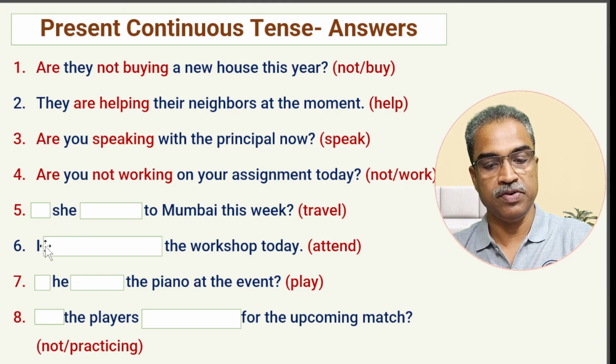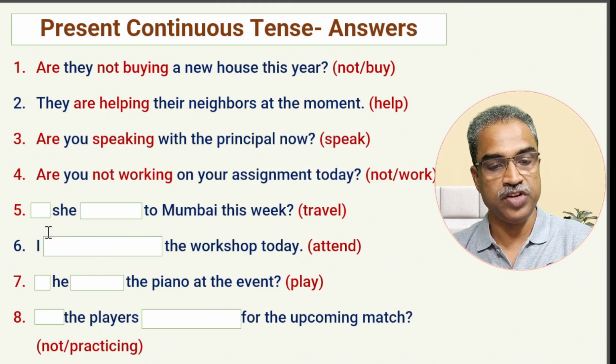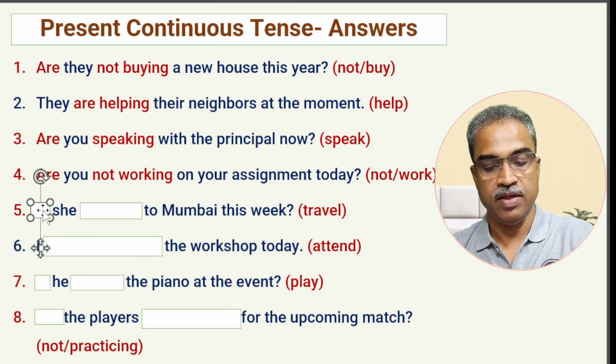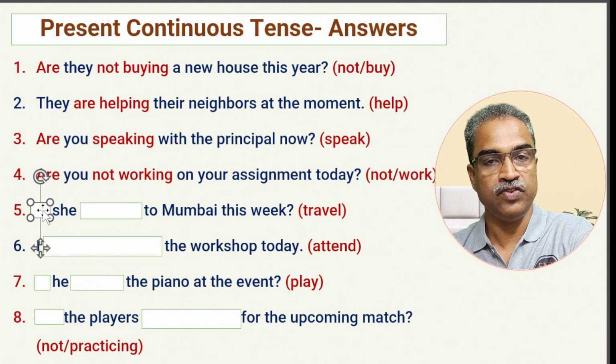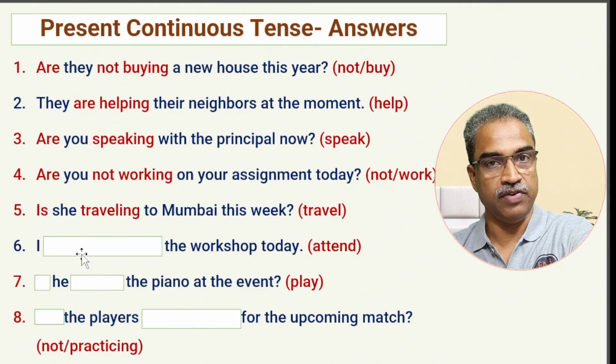And next is also a question. Travel is given. But the subject is third person singular, she. So how will it be? The first one will be with she. Which auxiliary verb we use? Is. So is she traveling to Mumbai this week? Is she traveling to Mumbai this week?